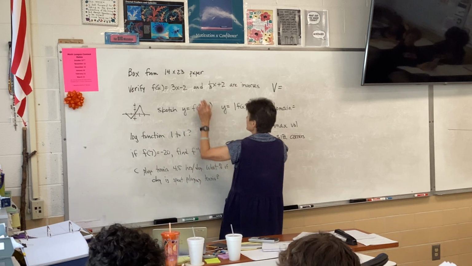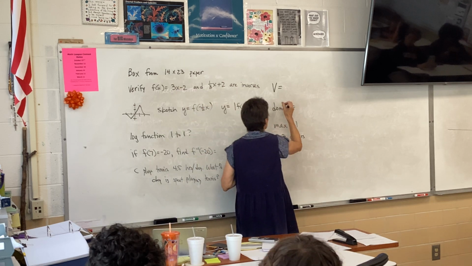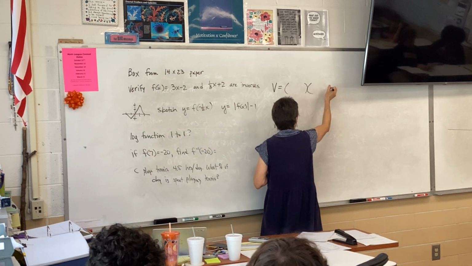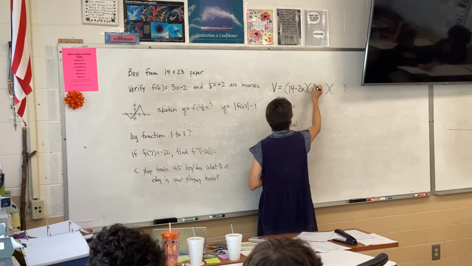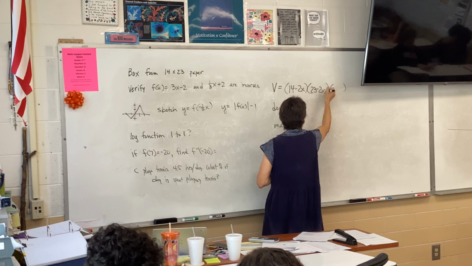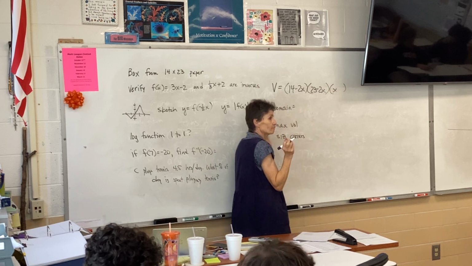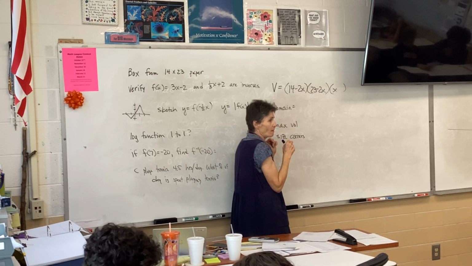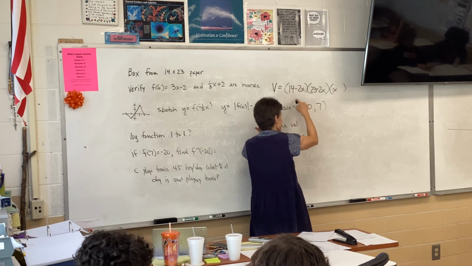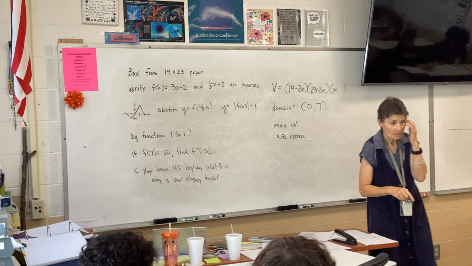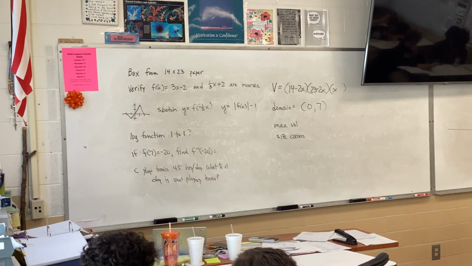So if the paper is 14 by 23, what would the equation of our volume be? 14 minus 2x, 23 minus 2x, times x. Okay, perfect. What's the domain of our box? 0 to 7. Because 7 is half of the smallest dimension, right?